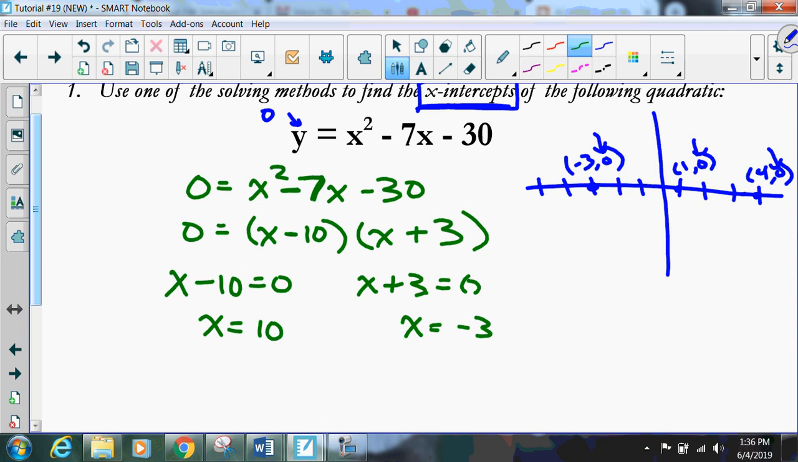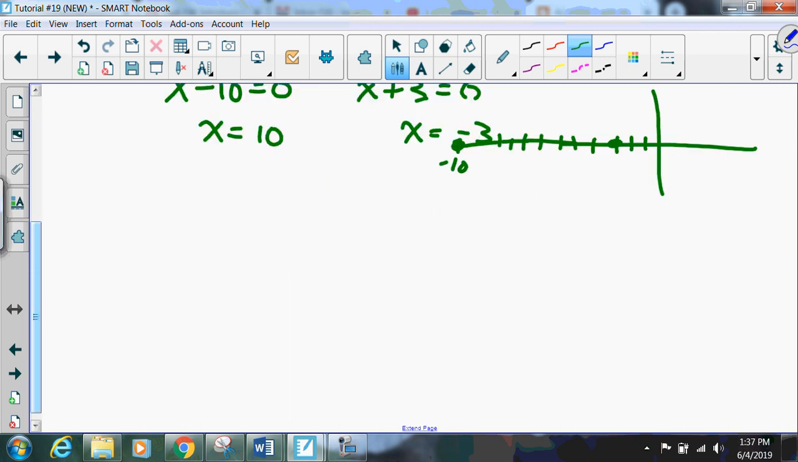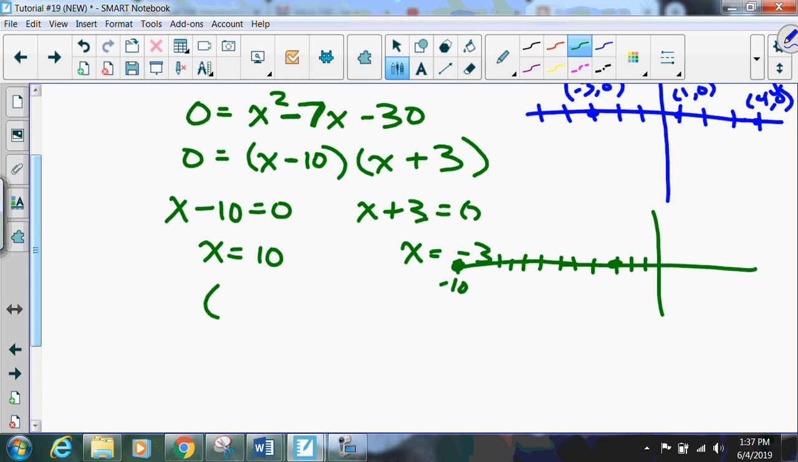So that means that if we were to graph them, we would see 1, 2, 3, at negative 3, and 1, 2, 3, 4, 5, 6, 7. All right, you get what I mean. At 10, which would be way over here, there'd also be a point. So if we want to enter this officially, we would say our 2 points are (10, 0) and (-3, 0).